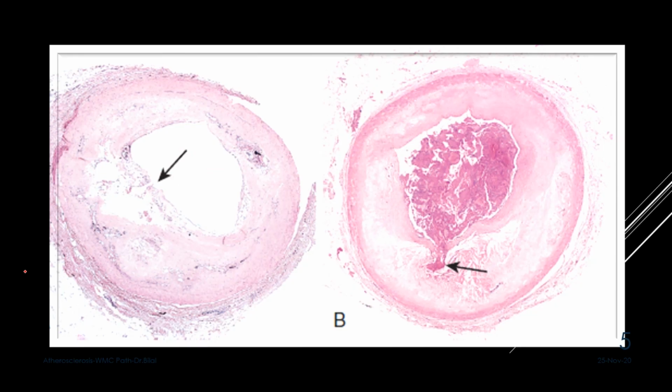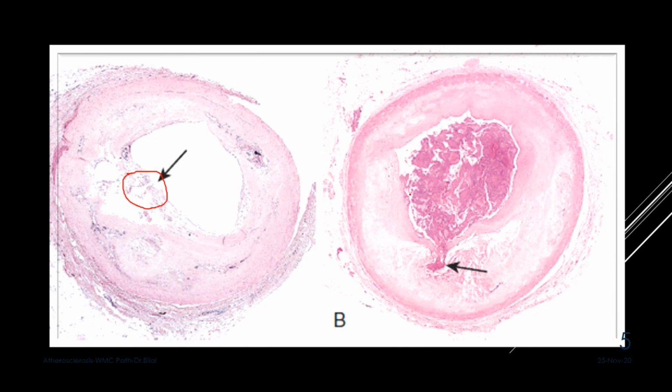Now, these two pictures represent complications that have developed. This arrow is pointing to a complication which we have seen grossly. This is where an ulcer has developed. You can see there is a breach in the plaque, and when an ulcer develops, the plaque becomes vulnerable to thrombosis as well.